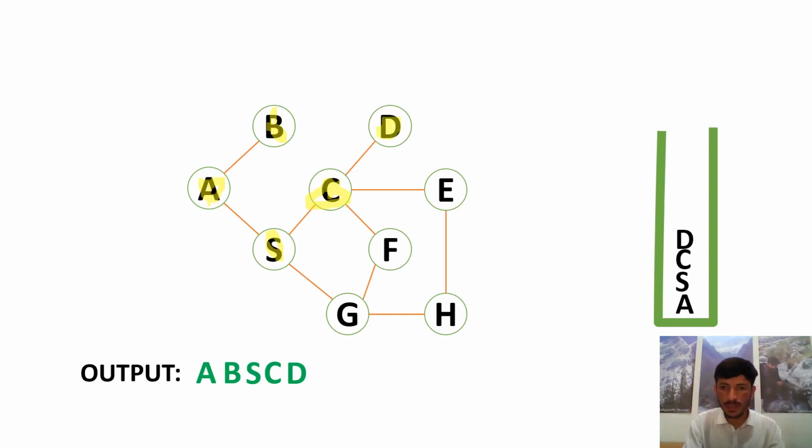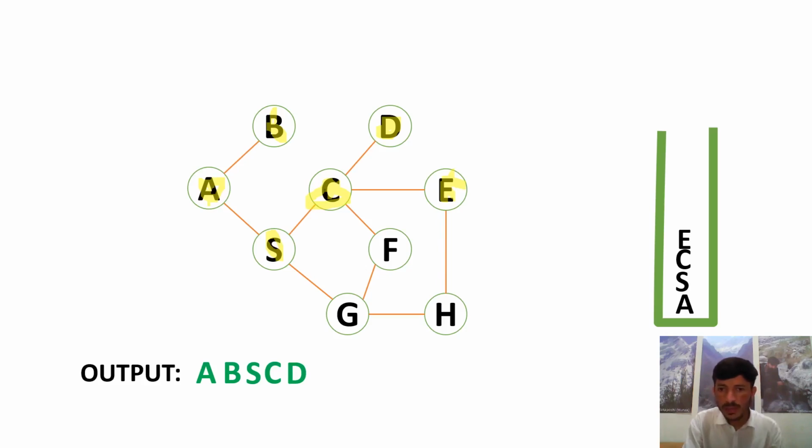D is at the top of the stack with C as the only adjacent node, which is already visited. So there is nothing other than that, and we will pop it from the stack. Now we will have C at the top of the stack and E and F as the adjacent elements of C. So we push E, alphabetically first, add it to the output sequence, and mark it as visited.